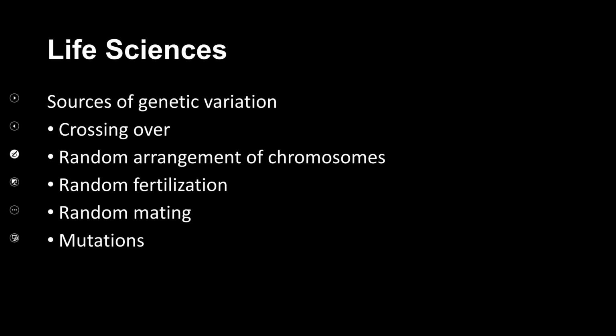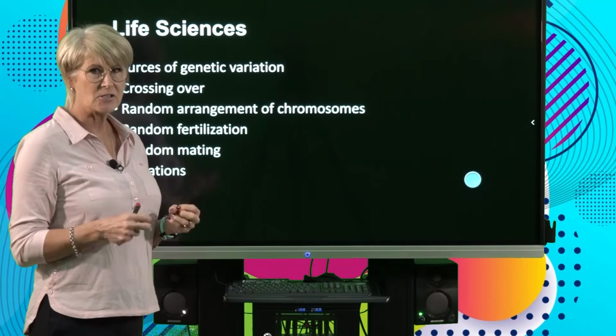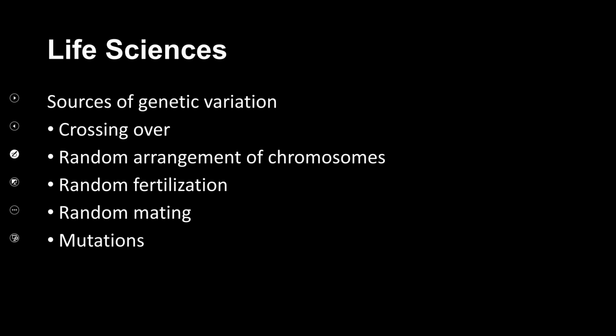Now let's see where genetic variation comes from. All of these sources of variation you have actually studied earlier on in the year. The different sources of genetic variation are the following. The first one is crossing over. Crossing over, we know, takes place during prophase 1, and only during prophase 1.